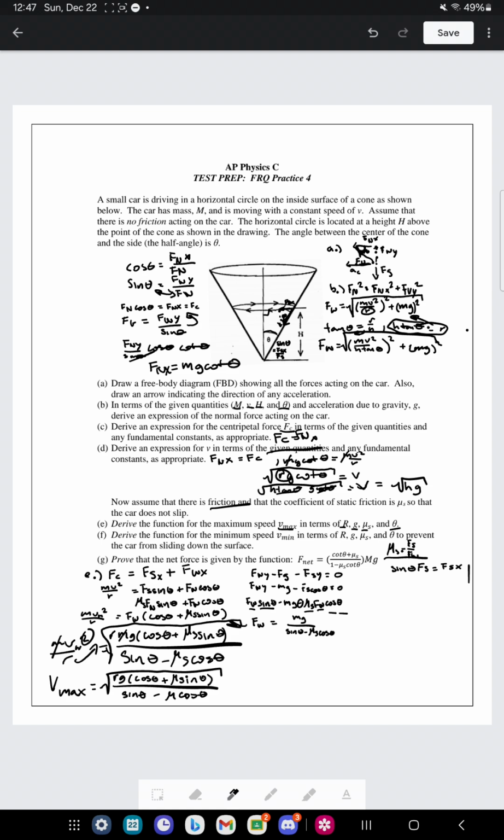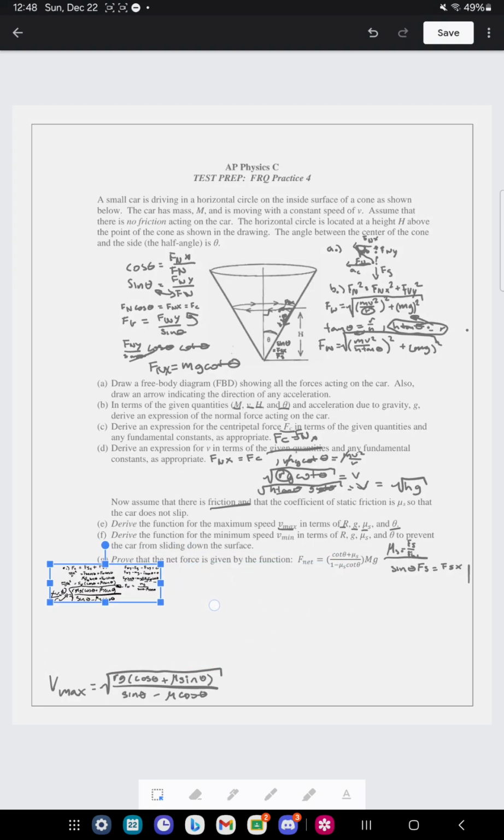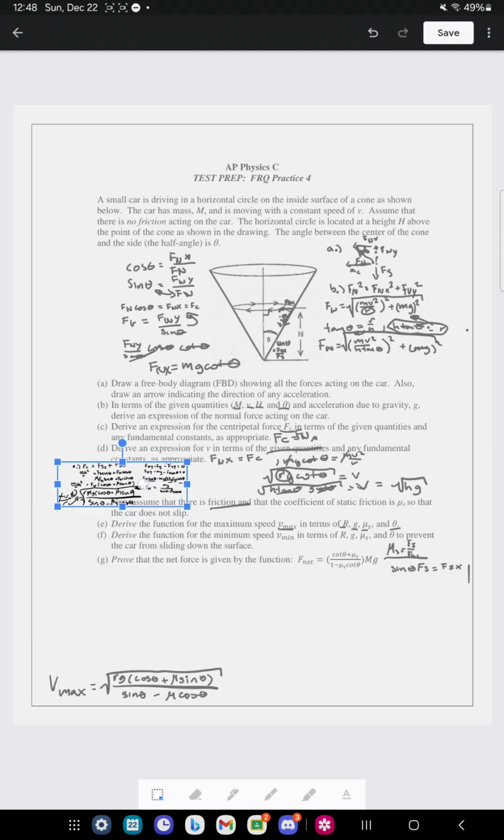And let me just minimize and move my work so that it doesn't get in the way of the next question. I'm gonna put this up here.